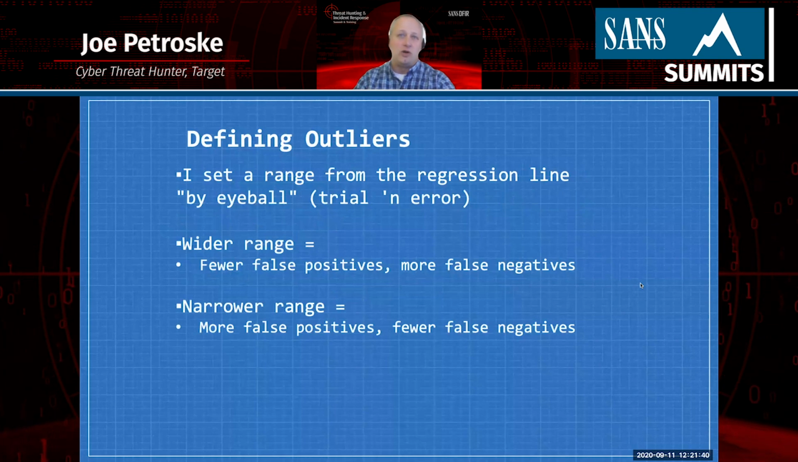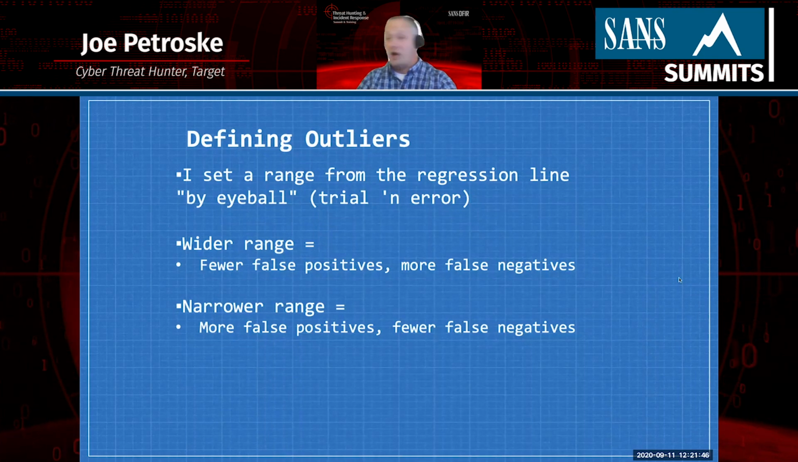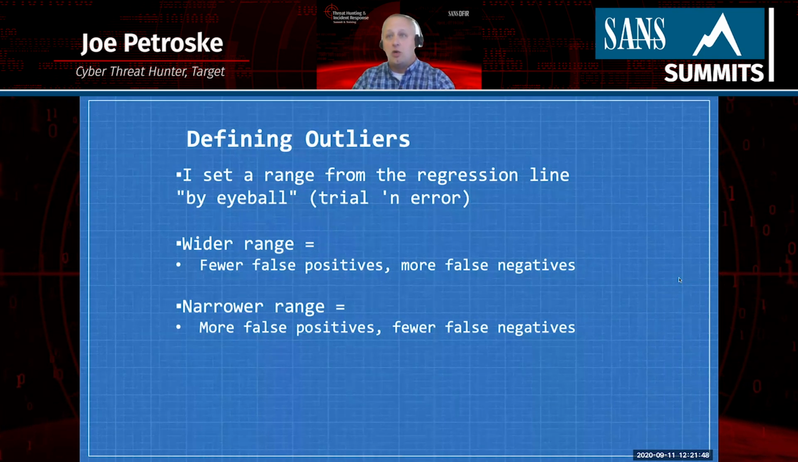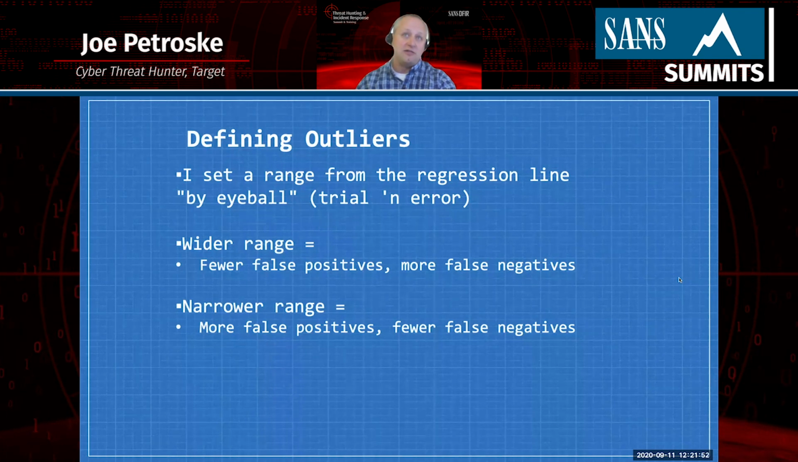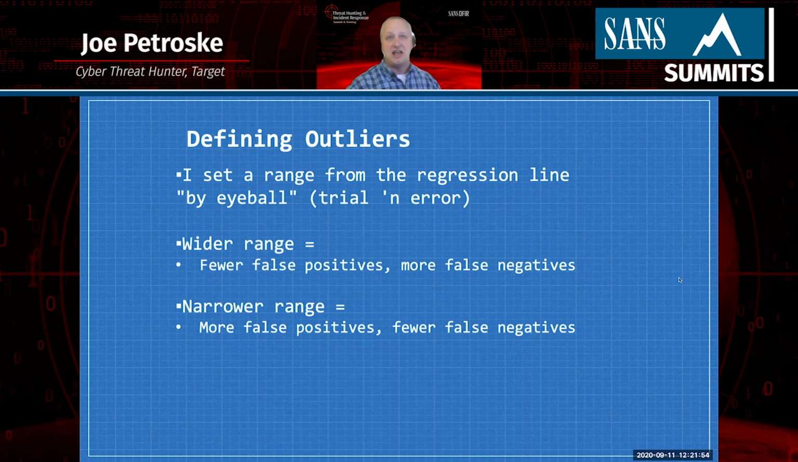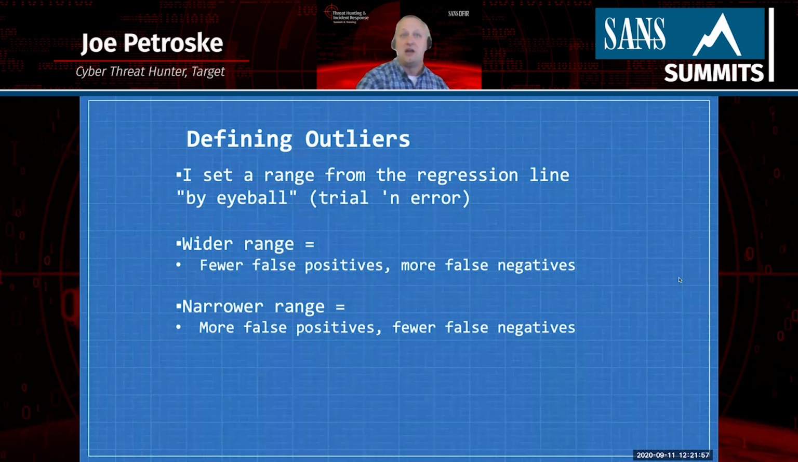If you make this range wider, this will reduce your false positive rate, but it might result in you missing things that you would have wanted to find. If you make it narrower, you're probably going to be more likely to find anything that there is to find, at a trade-off of having more false positives. So set this where it works for you, and you can play around with it a little bit.